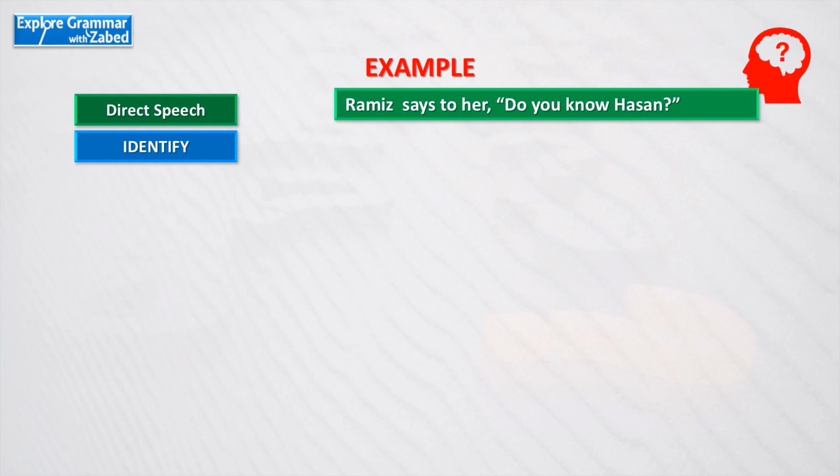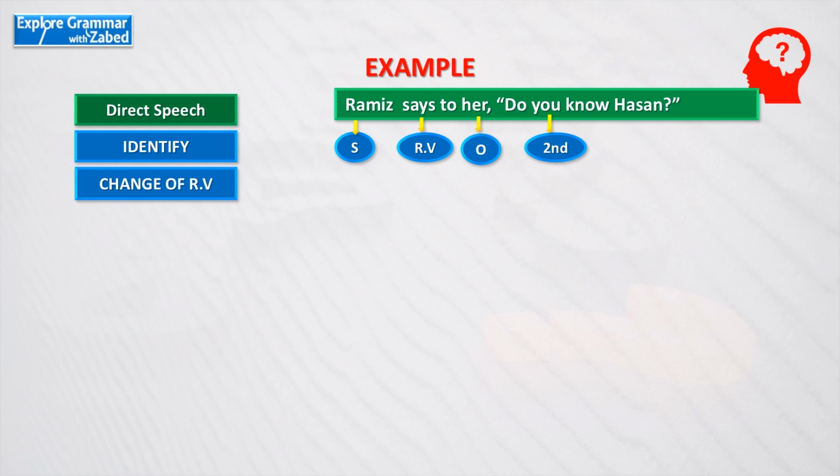Step 1 is to identify. Here, Ramiz is the subject, her is the object. The subject of the reported speech is given in second person pronoun, you. Says is a reporting verb. As the reporting verb says to is given in present form, there won't be any change in tense in the reported speech. Next step is to change the reporting verb.